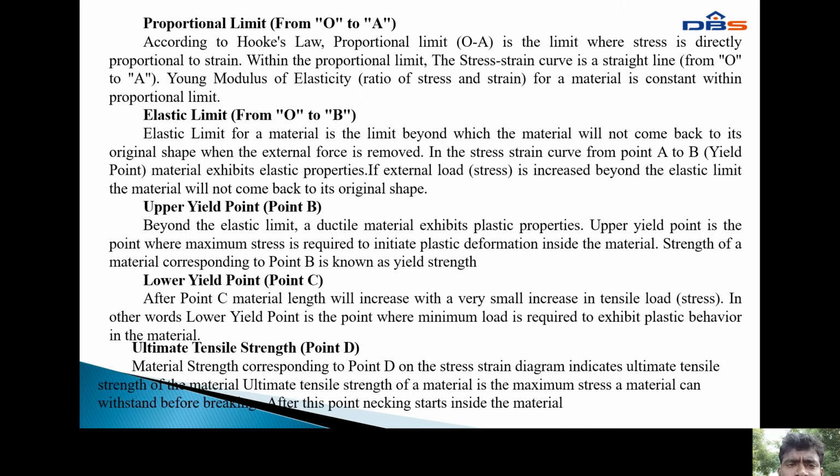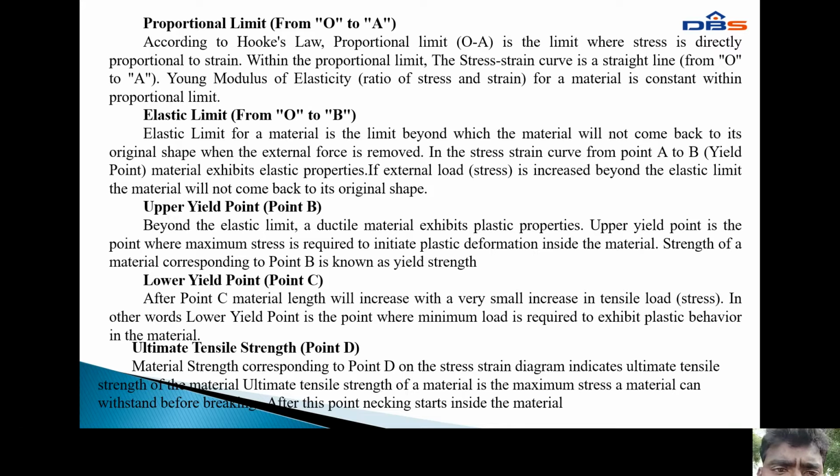First, the proportionality limit, O to A, as shown in the figure. According to Hooke's law, the proportionality limit O to A is the limit where the stress is directly proportional to the strain. Within the proportionality limit, the stress-strain curve is a straight line. As the stress increases, the strain also increases, which is why we can draw a straight line.